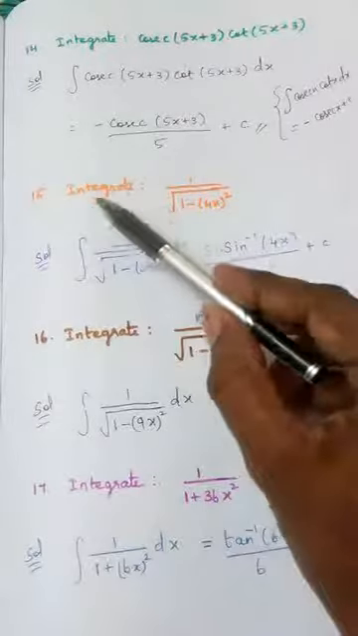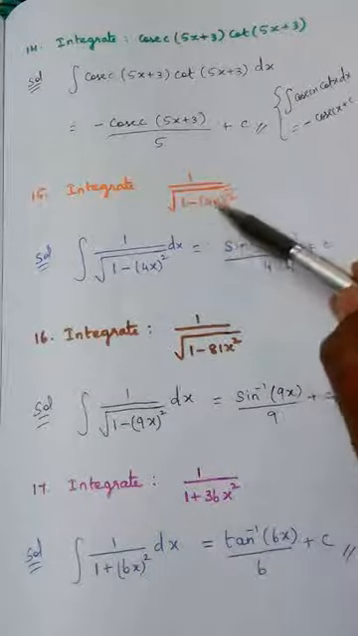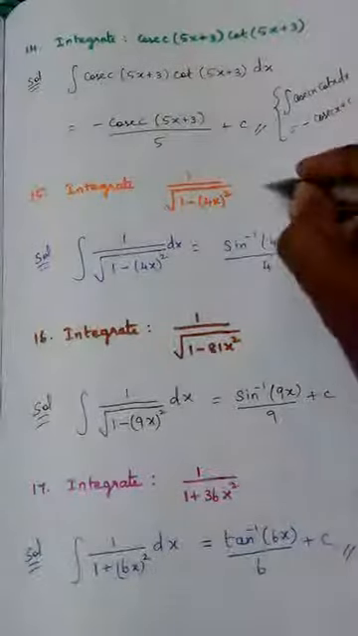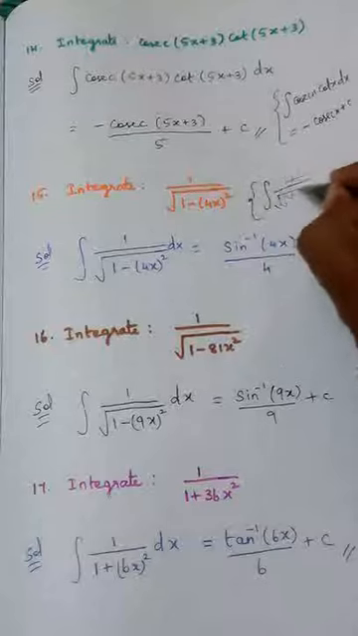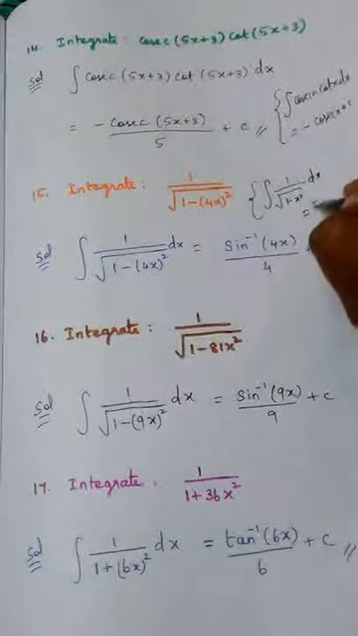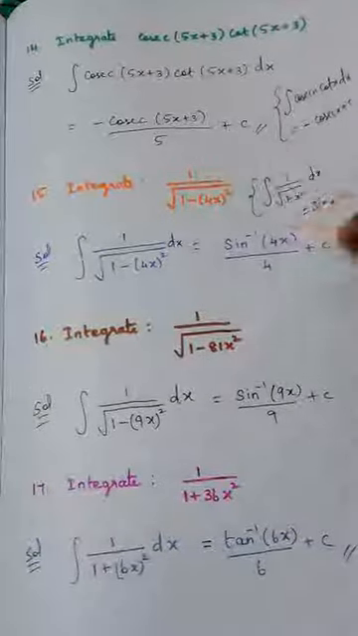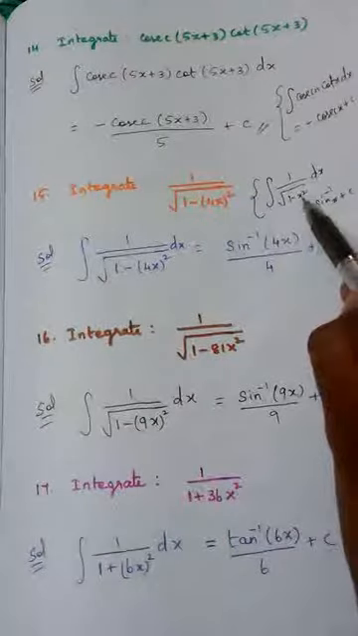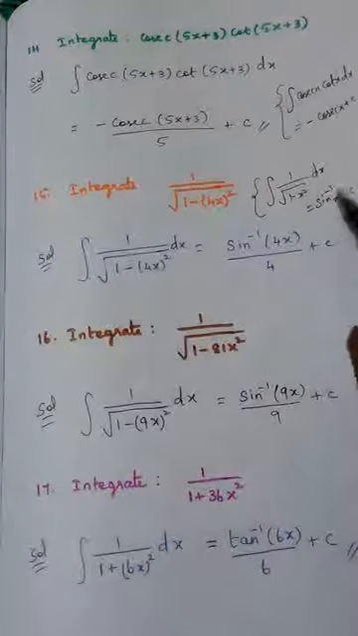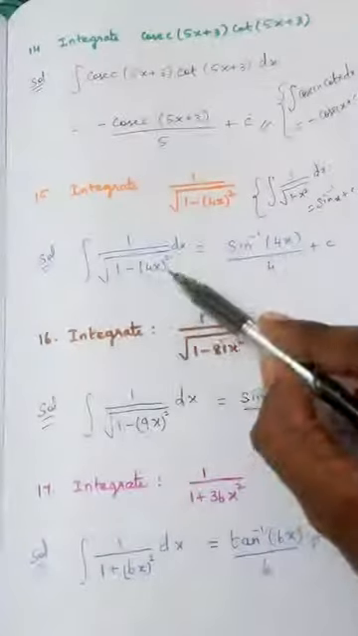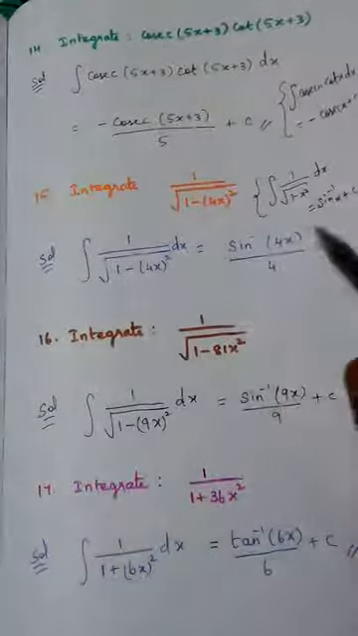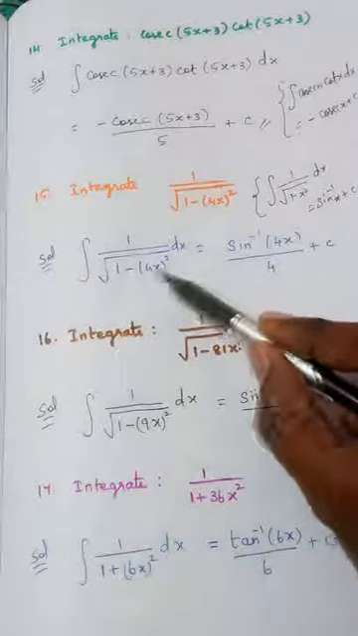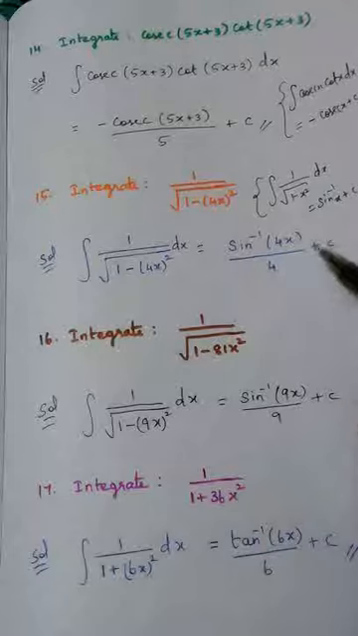Question number 15. Integrate 1 by root of 1 minus 4x whole square. So writing integral symbol, writing the function dx. What is the formula that we know? Integral 1 by root of 1 minus x square dx, the answer is sine inverse x plus c. This is the formula that we know. Now see, 1 by root of 1 minus, in place of x I am having 4x. So I am applying the same formula, sine inverse 4x. But in place of x I am having 4x. So differentiate 4x once again, 4 will come. That 4 should be written in the denominator plus c.